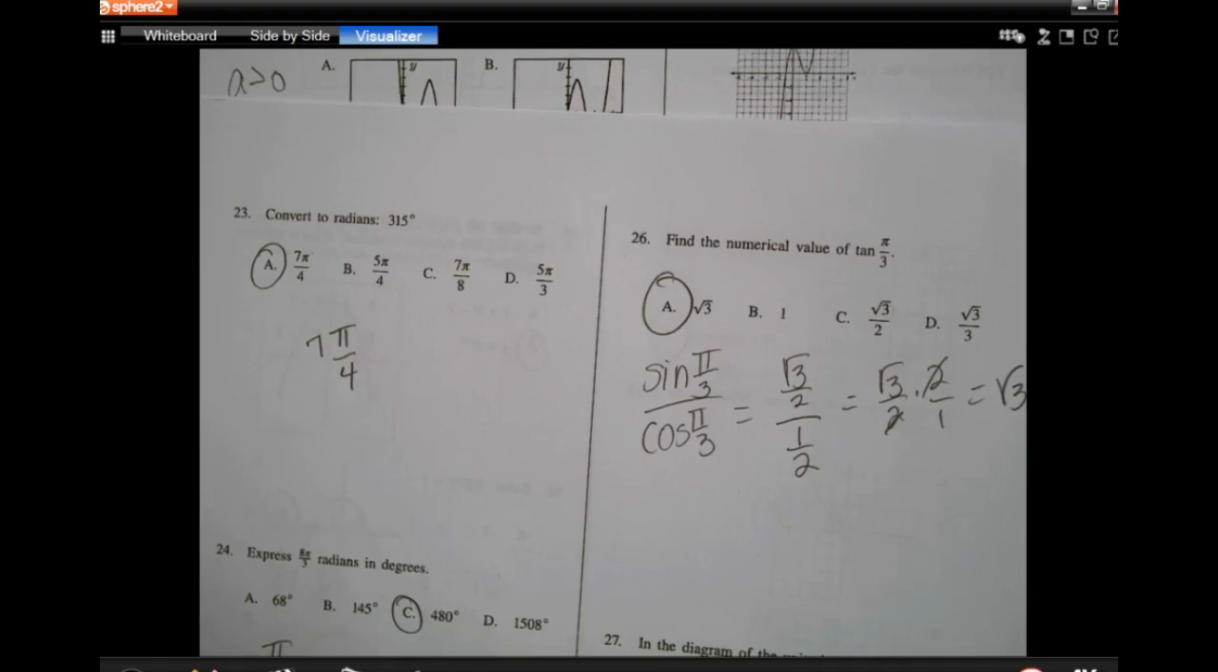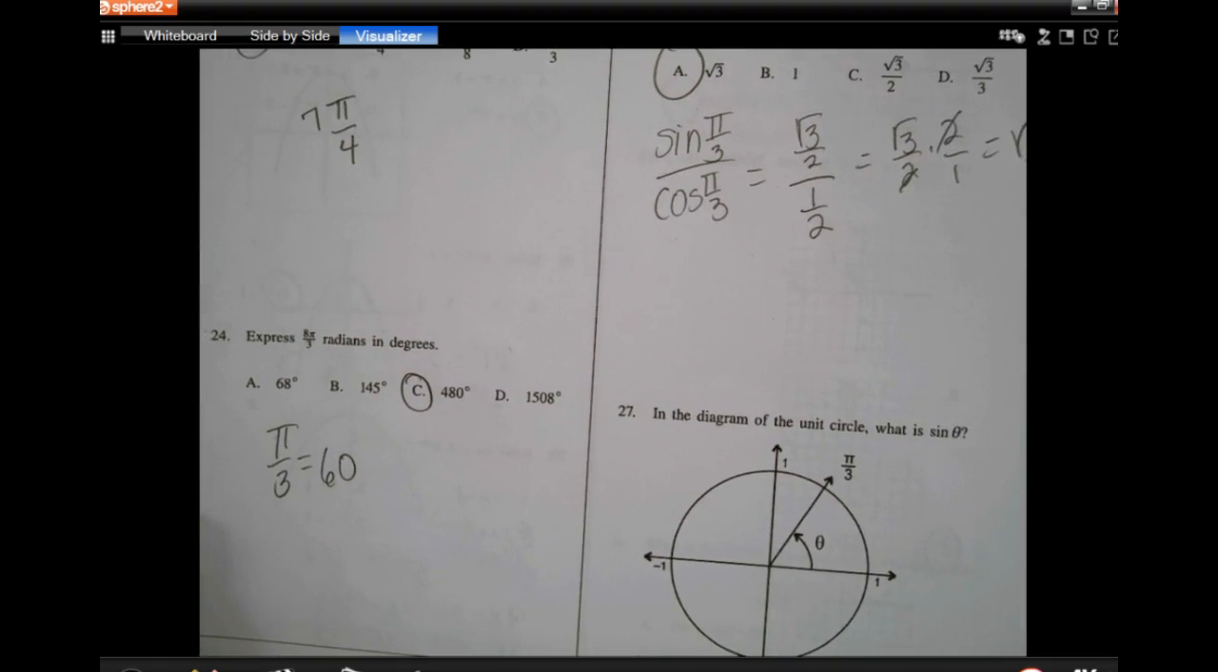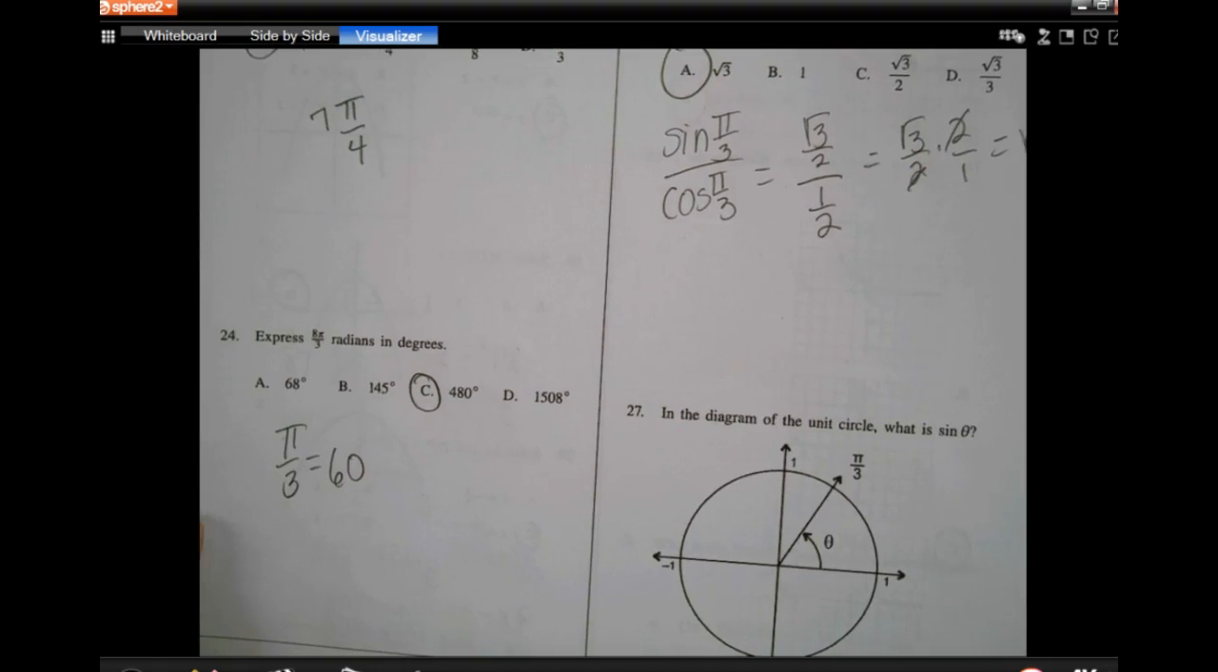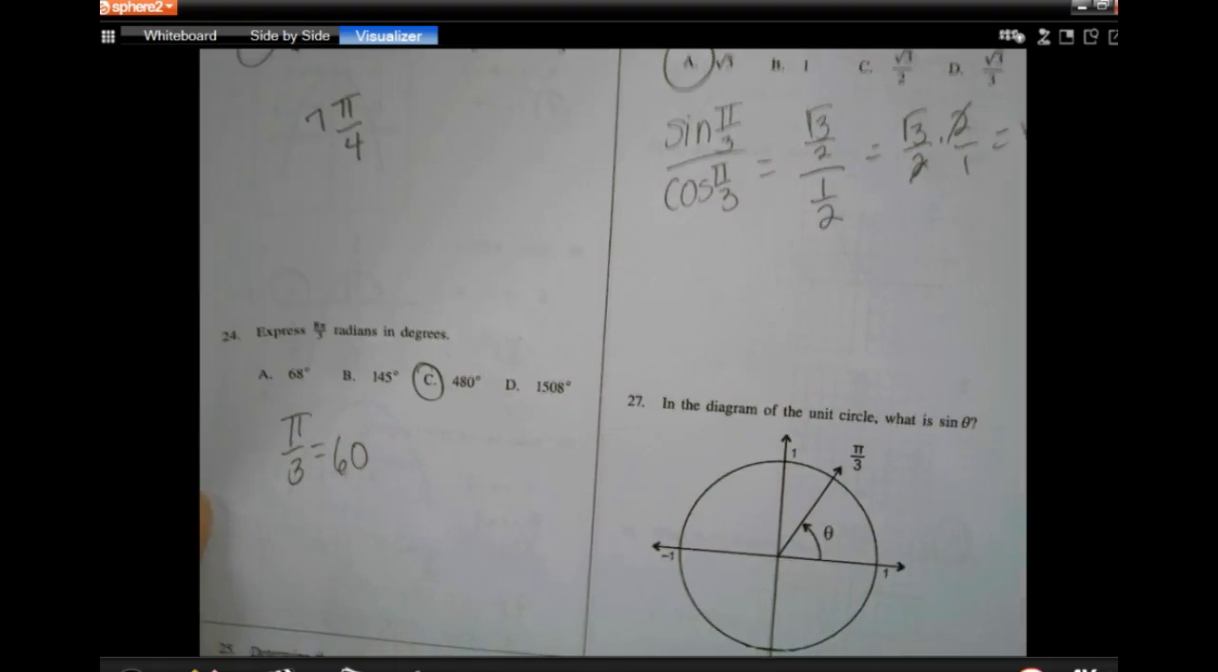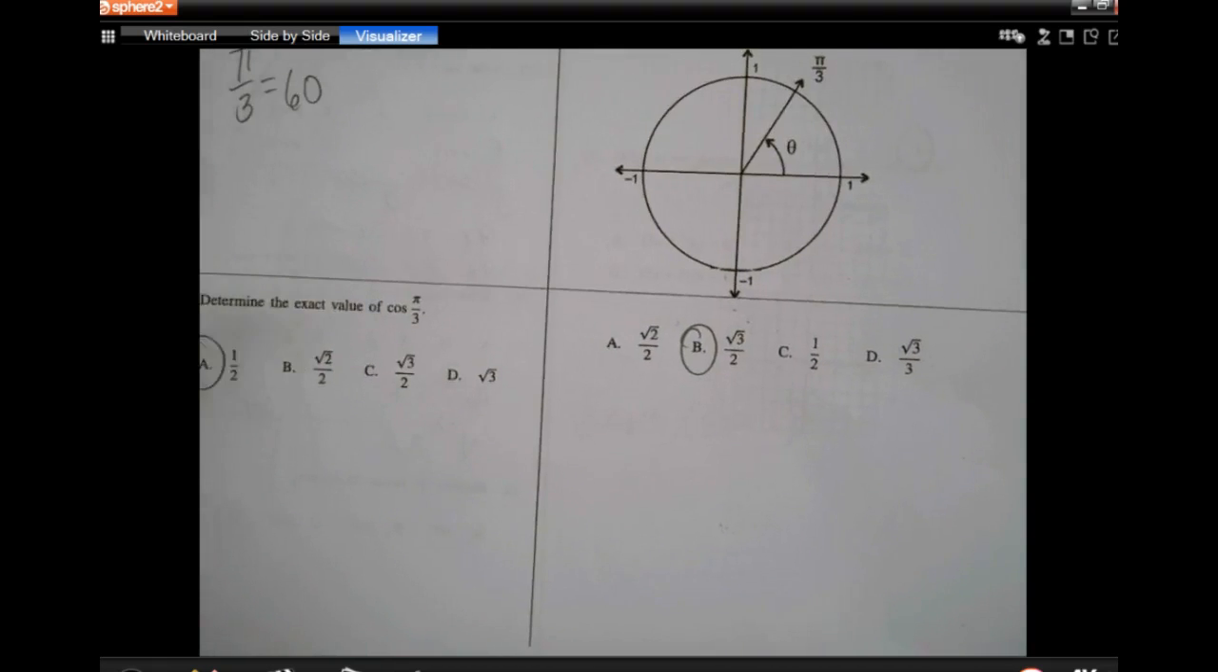In the diagram of the unit circle, what is the sine of theta? What is the sine of 60? Square root of 3 over 2. Okay, I do want to give you one more. Hang on.